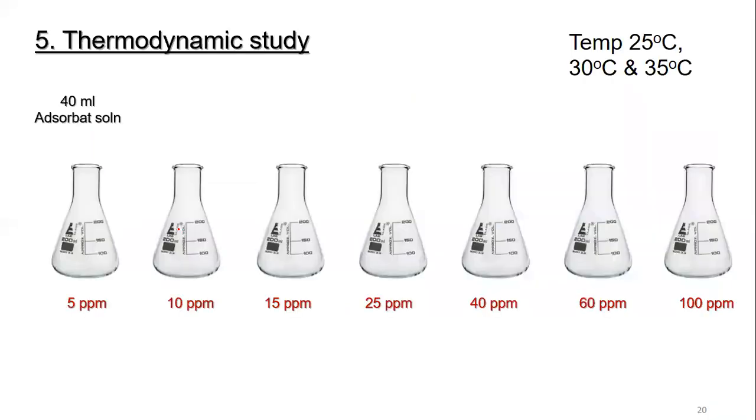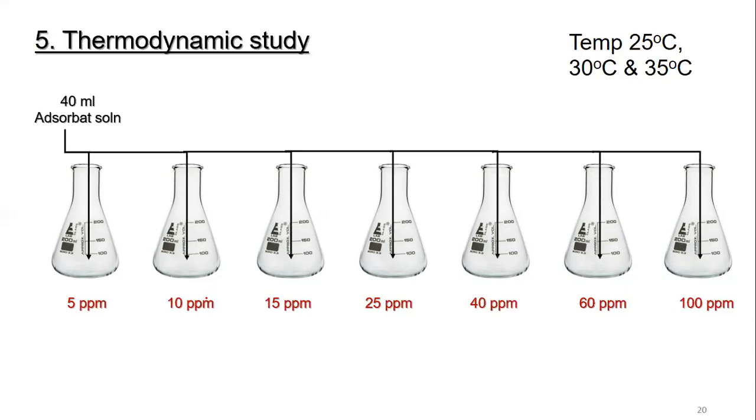Okay, then we have a thermodynamic study, and thermodynamic study means the study at different temperatures. That is why it's also called temperature study. For this setup we also need 7 flasks, and those 7 flasks have different concentrated solutions. That is 5 ppm, 10 ppm. So first of all, you should put the 40 ml adsorbate solution. That is 5 ppm in the first flask, then 10, 15, 25, 40, 60, 100.